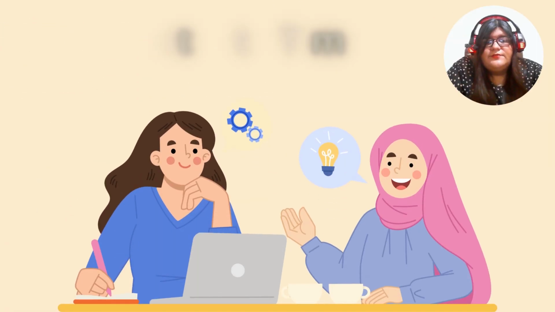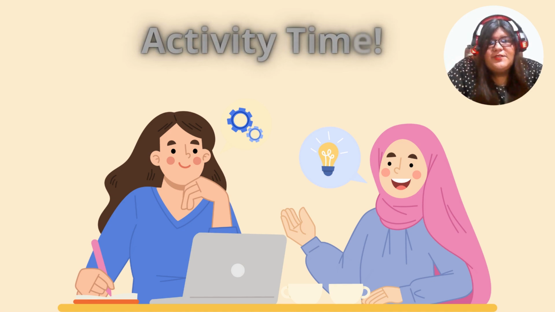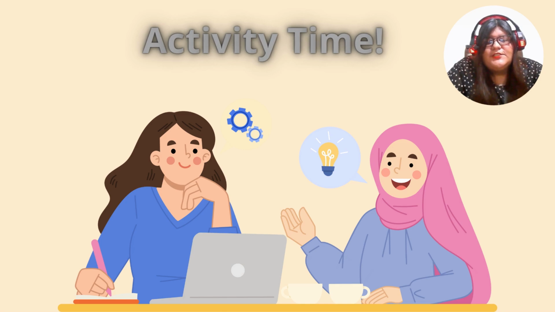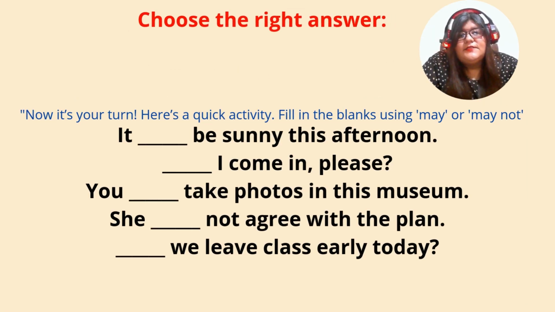So now, guys, after all that information that I give you, it's time for an activity. Don't be afraid. I am 100% sure that you know the answers. And the exercise says, choose the right answer. Now it's your turn. Here is a quick activity. Fill in the blanks using may or may not. If it's negative, "It be sunny this afternoon." "I come in, please." "You take photos in this museum." "She not agree with the plan." "We leave class early today."